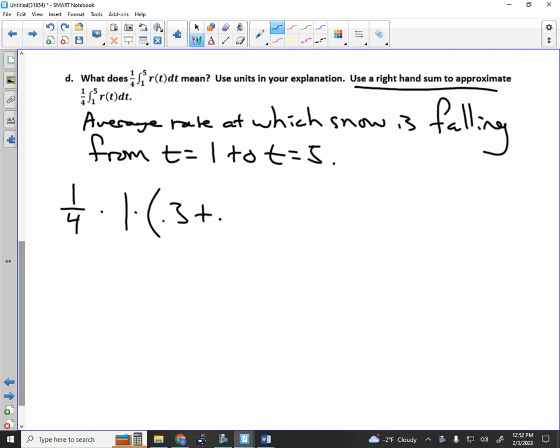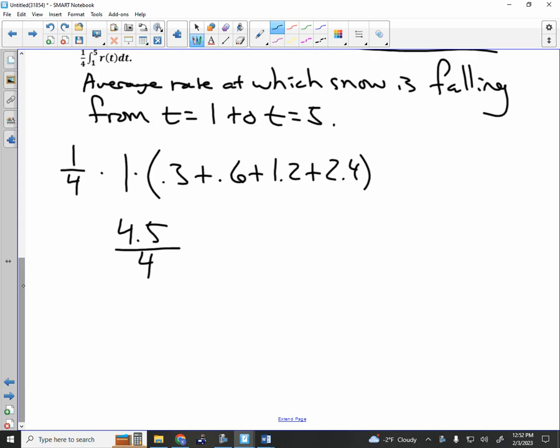plus, plus, plus. Excellent. As I add these, 1.2 and 2.4 is 3.6. Then 4.5. 4.5 divided by 4. Okay. Otherwise known as 1.125 if you were to divide that out.